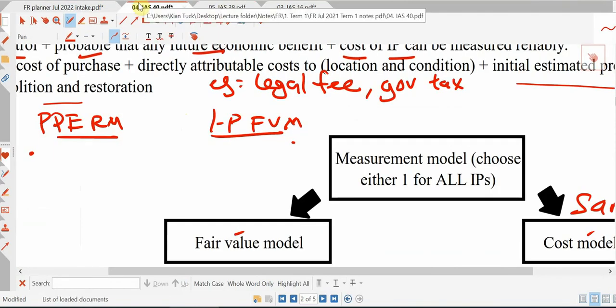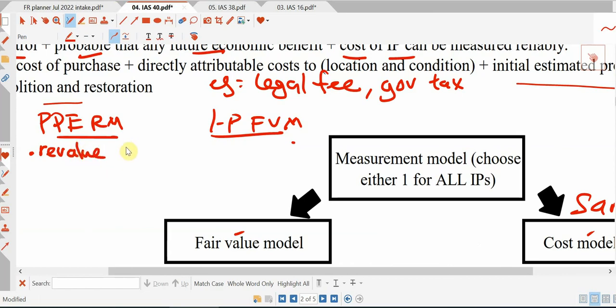Okay, let's mark it here. We go back to the investment property chapter already. Here we revalue regularly. You want every year can, you don't want every year also can, as long as there's a significant change in the value, then you've got to do it. For IP fair value model, this is annually, every year. Value change, value no change, I don't care. Just revalue it every year.